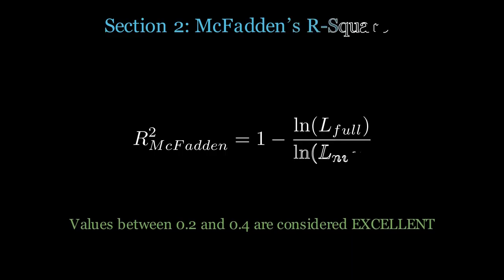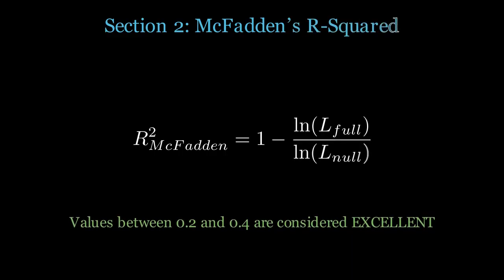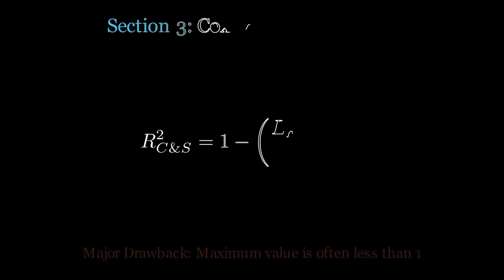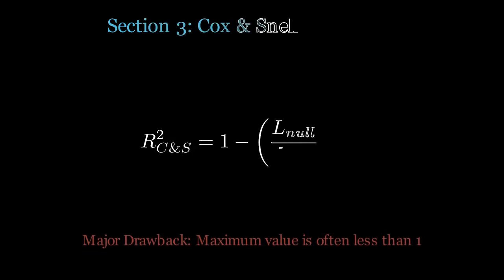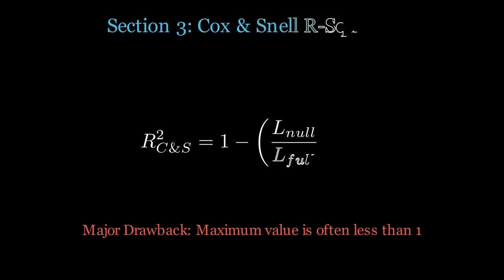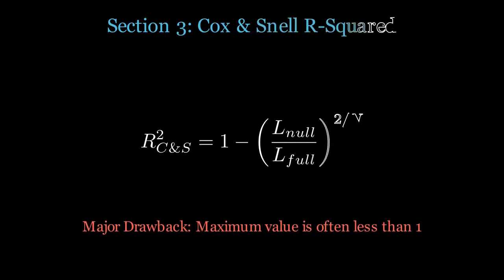Section 2. McFadden's R-Squared. This is perhaps the most popular version. It compares the log likelihood of the full model against a null model which only has an intercept. The logic is, if your predictors add value, the log likelihood should significantly increase. Mathematically, it is defined as 1 minus L of full divided by L of null. Note that McFadden's values between 0.2 and 0.4 are considered excellent, which often confuses beginners used to OLS values of 0.8.